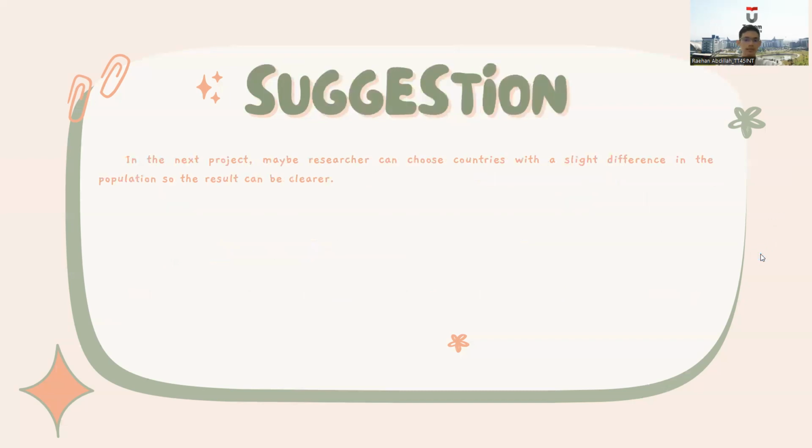The last one is suggestion. In the next project, maybe the researchers can choose countries with slight differences in the population, so the result can be cleaner.